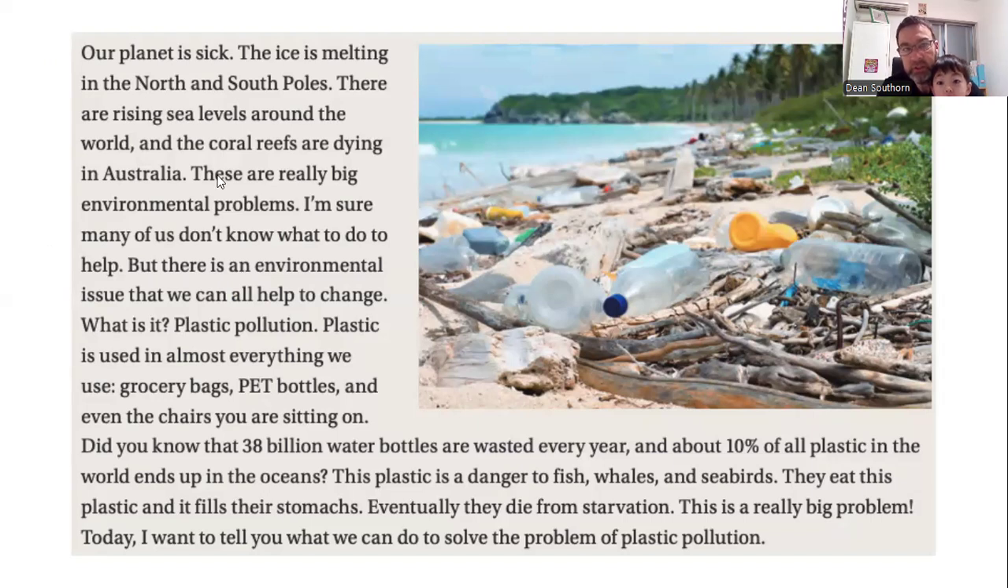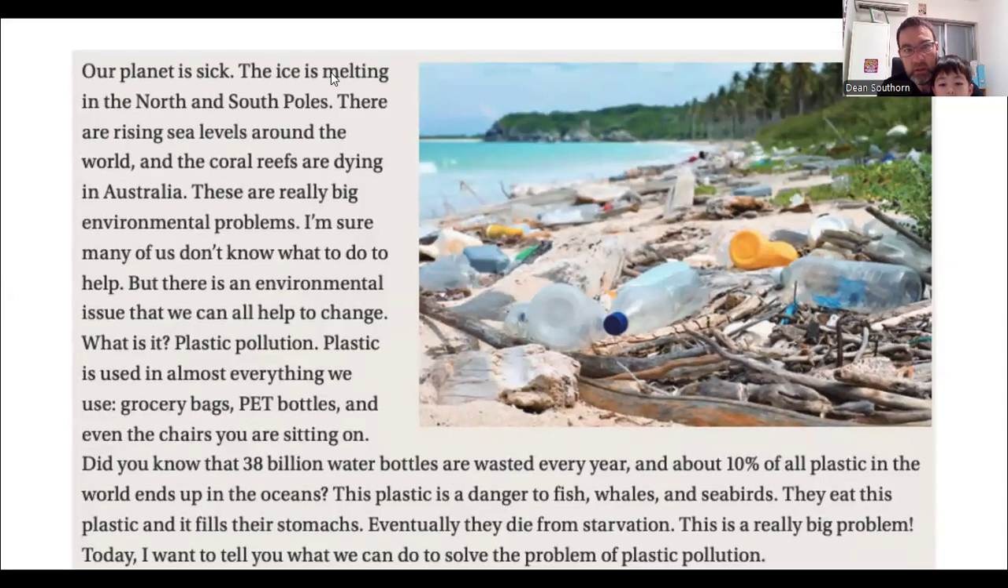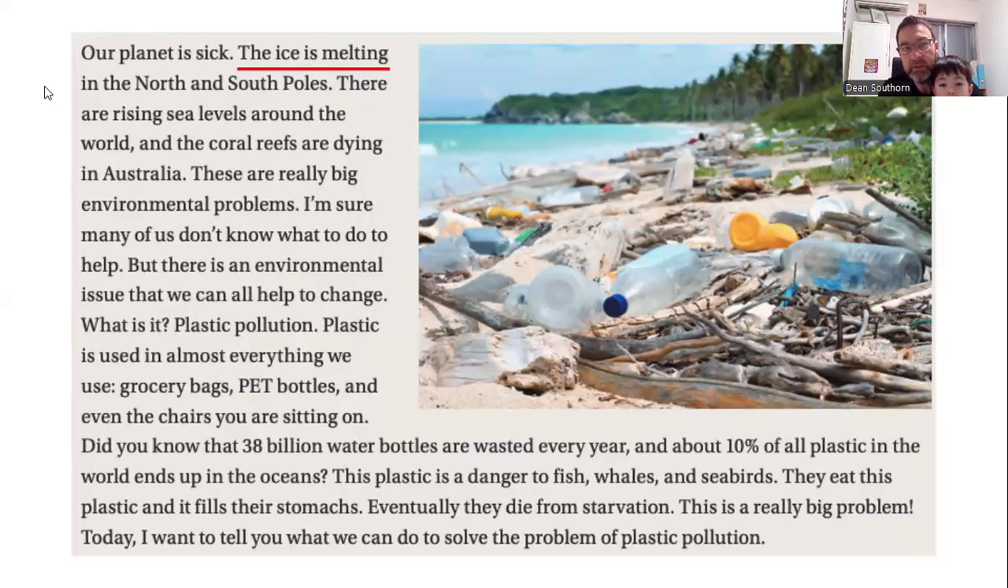Facts that everybody knows would include things like the ice is melting in the North and South Poles. We know that, it's established. It's generational knowledge. Rising sea levels. These are things that you would have heard at school, your parents probably talking about. Worried about coral reefs dying. We know that. If we go to Okinawa, we can see it firsthand. We hear it all the time on the news.